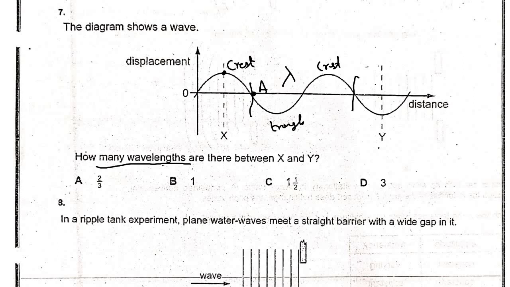So from point A to point B we have one complete wave. Then we have half of the crest and half of the trough. So the half crest and half trough will form half a wavelength. So the total wavelengths between X and Y are 1.5 waves. So option C is the right answer.